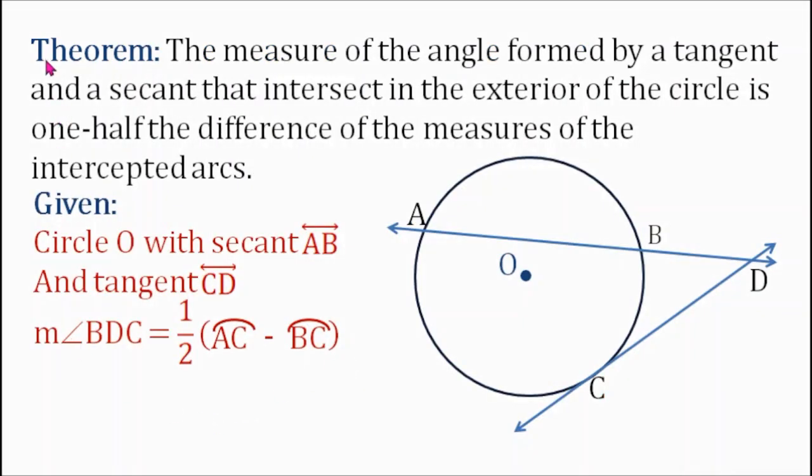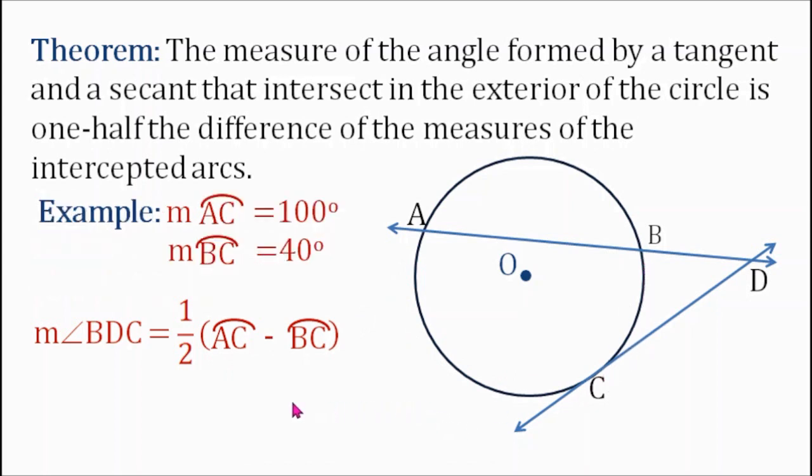We have another theorem. The measure of the angle formed by a tangent and a secant that intersect in the exterior of the circle is 1/2 the difference of the measures of the intercepted arcs. So we have here a secant and a tangent, and they intersect at point D. This means that the measure of angle BDC is 1/2 the difference of the measures of arc AC and arc BC.